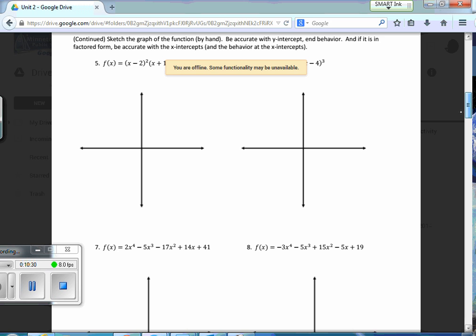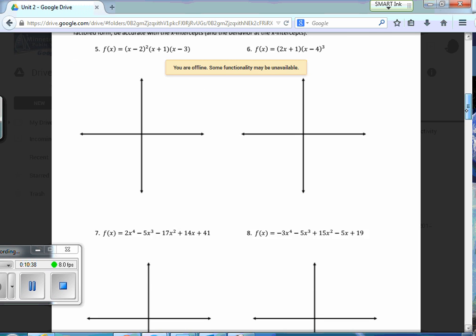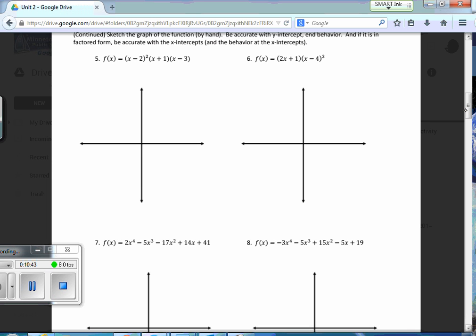Okay, this is continued. Sketch the graph by hand, be accurate. Basically, it's the same exact thing. So basically, there's a whole lot of problems like this. I feel like you don't need this many, but this is a little different because it's got a squared in it. That's kind of important. So I want you to do that one, and I want you to do this one.